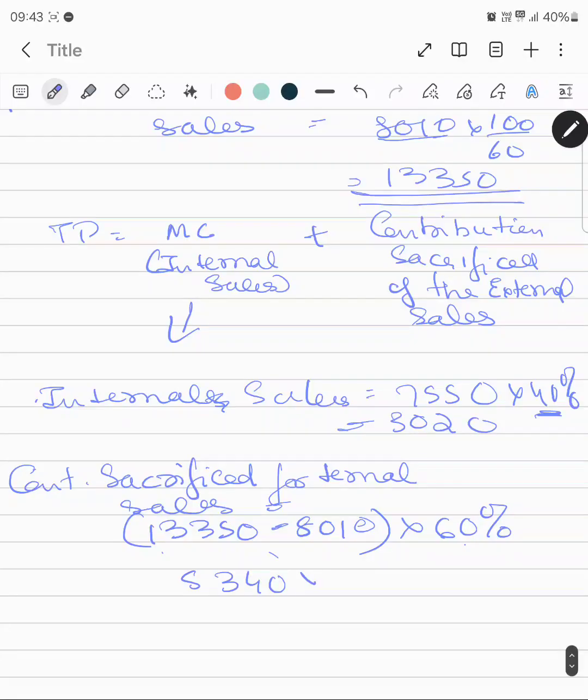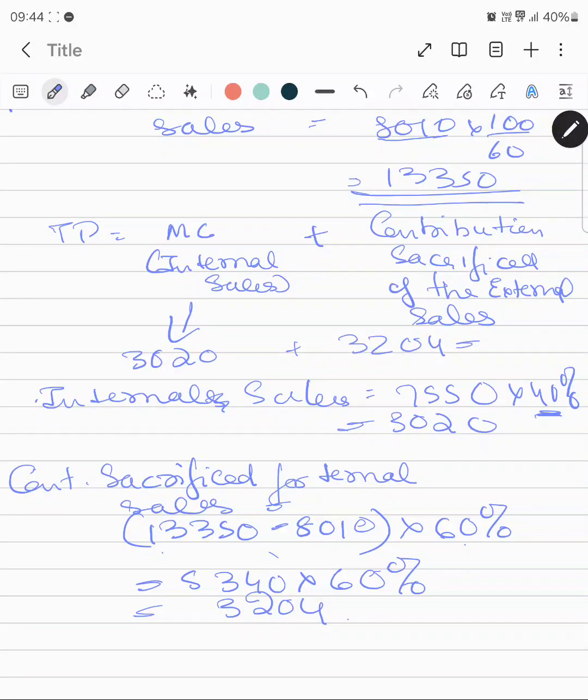And how much contribution was this external sales supposed to give? We'll calculate 60% of it. This is 3204. So the transfer price over here is 3020 plus 3204, which gives us 6224. So this is the minimum price, but what is the highest price?